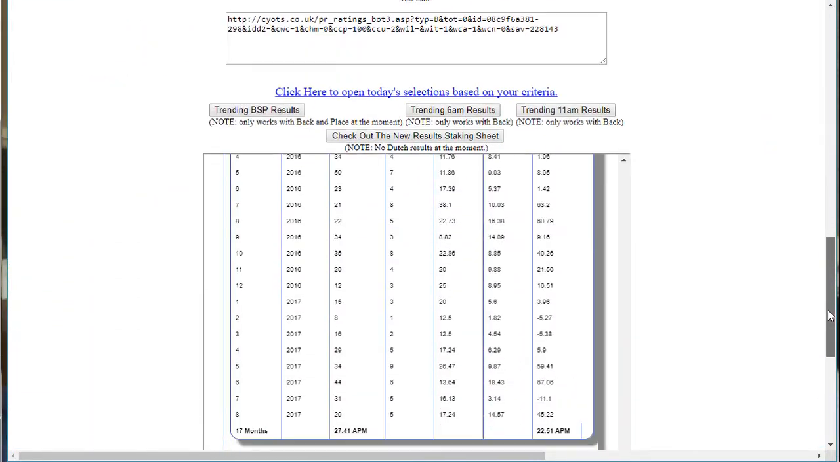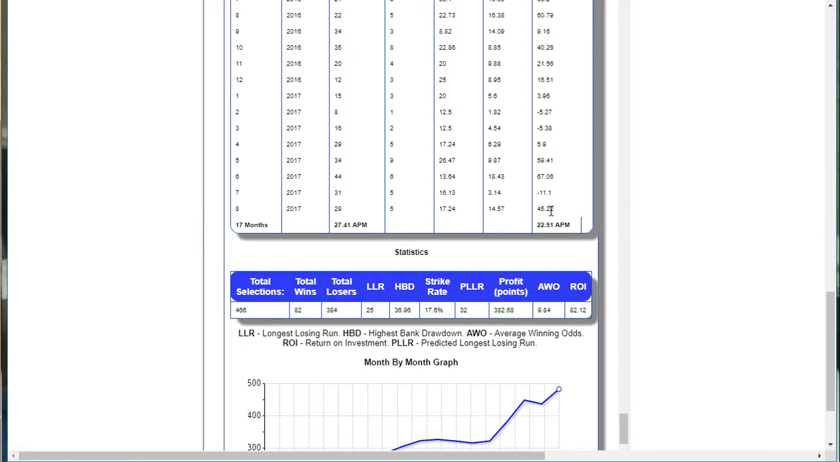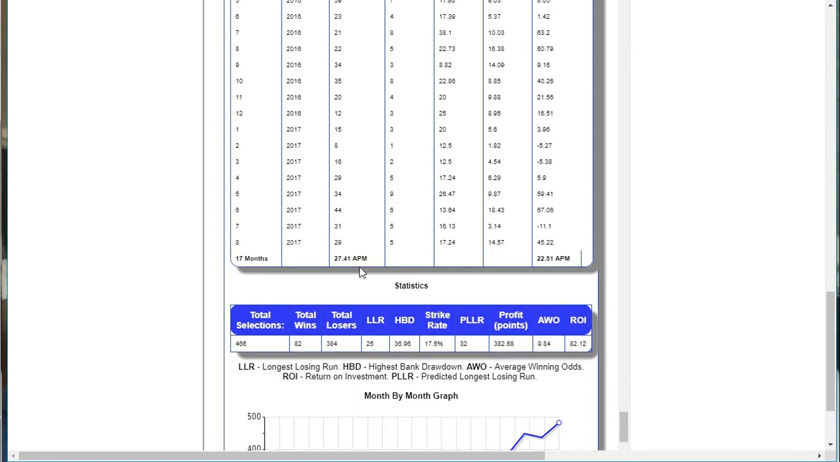If we come down to the actual results, this month so far it's up to 45 points. It's had a bit of a checkered history, where it kind of goes up and down, a couple of losing months there and there. But generally it does really well. I mean, it's got 2.51 points average per month, with about 27 selections on average, so it's not bad.